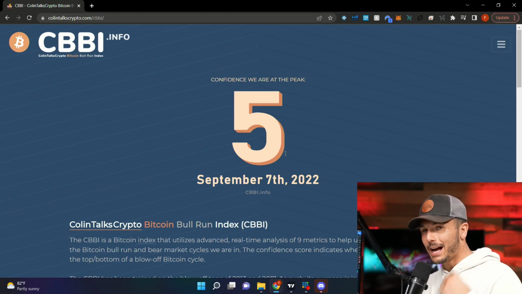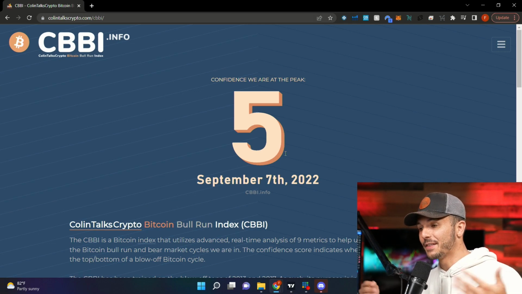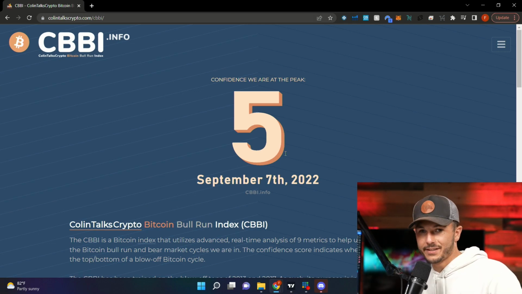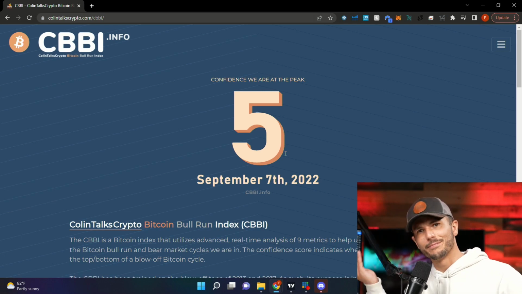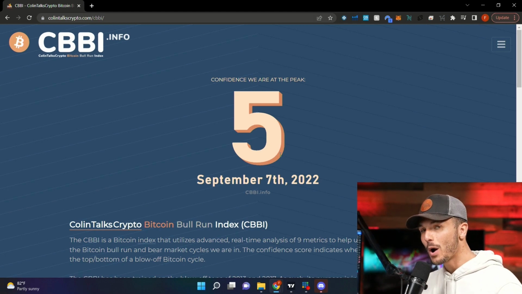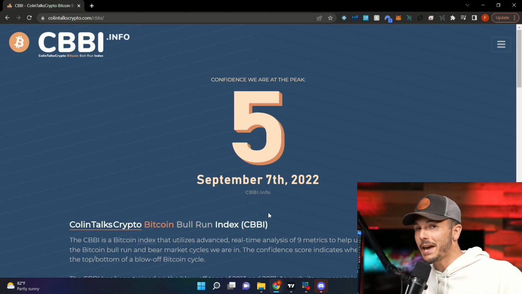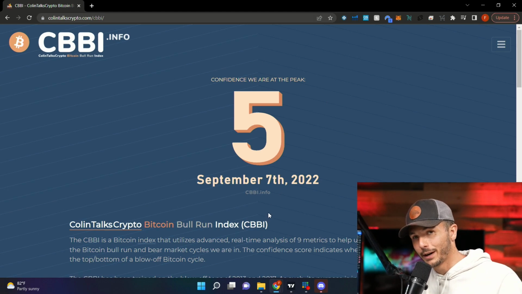The CBBI ranges from 0 to 100. If it is reading 100, it would indicate that we're 100% confident that we're at the peak. And if it goes all the way to 0, it means that you're 0% confident that you're at the peak. So coming down to this low number of a 5, you start to wonder, hey, we must be getting pretty close to the bottom if we have not already bottomed out.